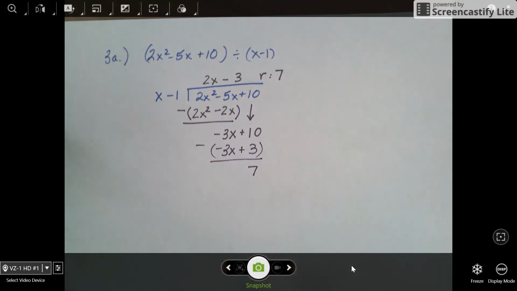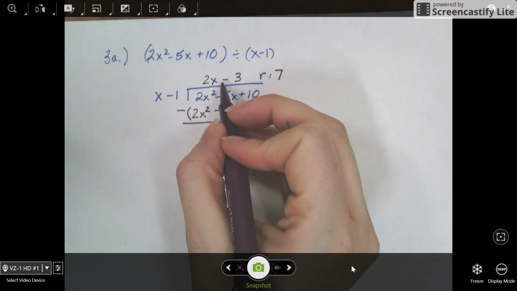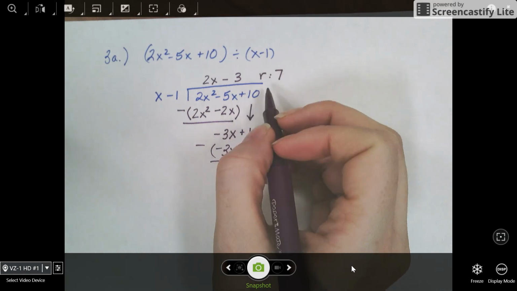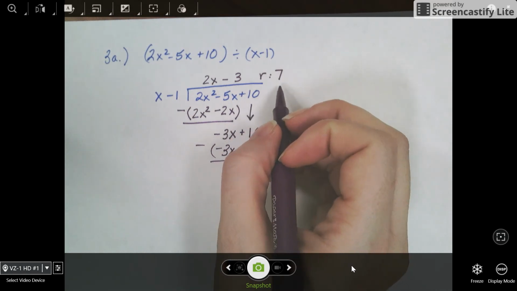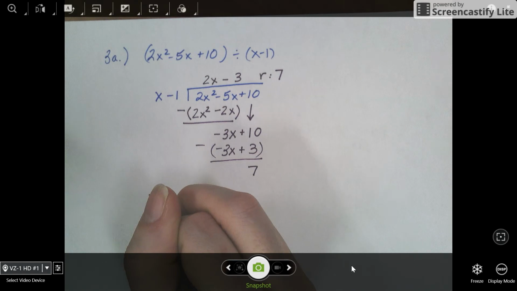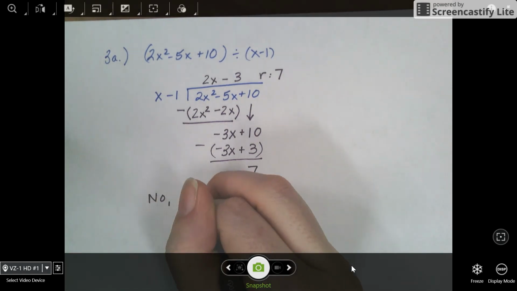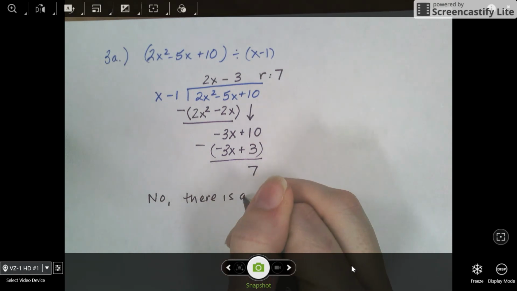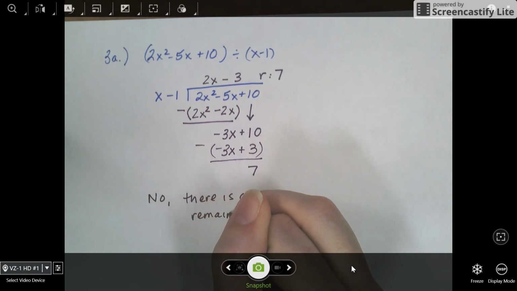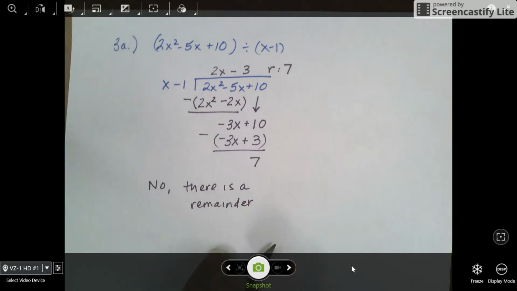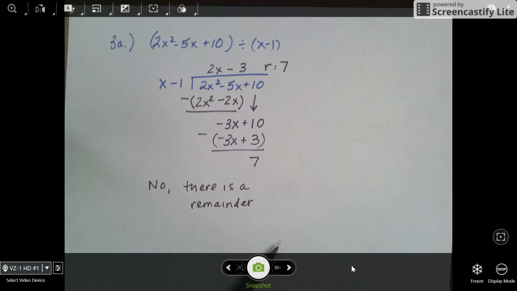So again, back to the idea of whether or not this is a factor. In order for something to be a factor, it would need to go in evenly or perfectly. And this one doesn't. It goes in 2x minus 3 times, but it has this leftover of 7. So if you have a leftover, it is not a factor. So no, this is not a factor, and it's because there is a remainder. In order for something to be a factor, it would have to go in evenly. So go ahead and move on to 3b.